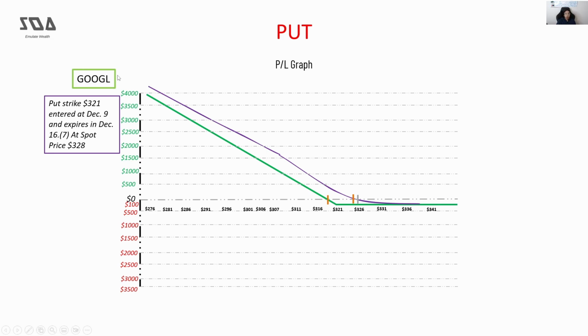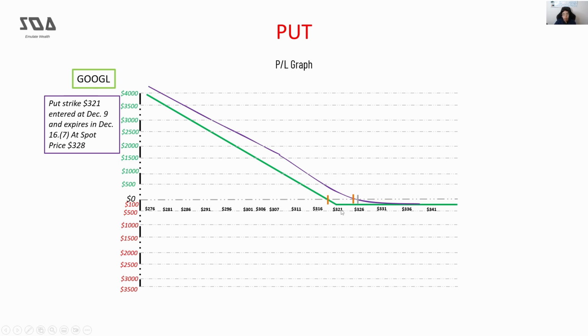I put an example here on Google. If I put a strike price, it will put $321, and I bought it December 9th and it expires on December 16th, which is 7 days, and the spot price is at 328. So if you see right here, I said my strike price would be at $321. Remember what I explained to you? This would cost me $100. And let's say that right here it's at $320. It's the same case, it's the same thing.